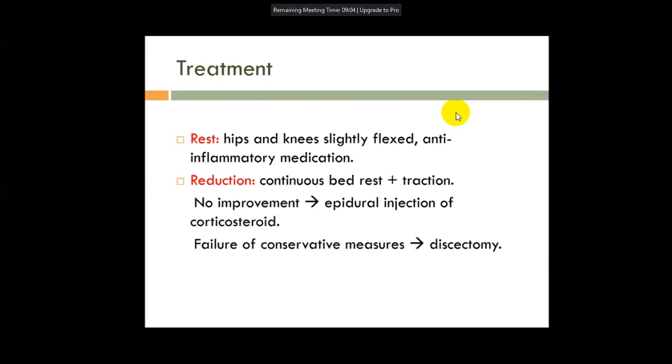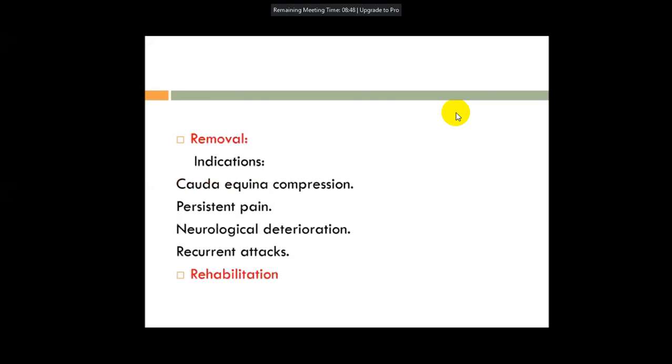The use of steroids as intramuscular or intravenous is not warranted because of the side effects and the complications of using systemic steroids. So whenever you use steroids in disc herniation, it must be either epidural or selectively directed to the nerve root. Okay? And failure to achieve the conservative management is an indication for surgery, which is the relative indication.